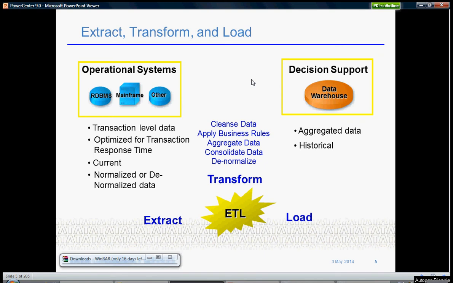We also have a concept of partitioning, where we partition the program. We run multiple programs to pick up the source data and multiple programs to load the target data, with which we can achieve speed. So we can load a million records in 10 or 20 minutes. That is called partitioning, and that is also one of the concepts of ETL.